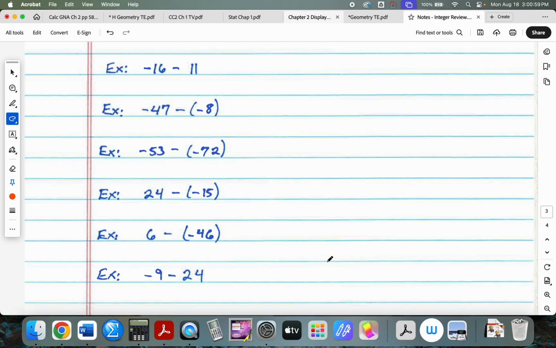So let's take a look at these. First, rewrite it. It's negative 16 plus a negative 11. All right, Terrence, what do I do with those two numbers? If I'm adding negative 16 and negative 11 together, what do I need to do? Add them. All right, 16 and 11 is 27. And then what? Pardon? It's a negative. I'm adding two negatives together. I should get a bigger negative number. Nicely done.